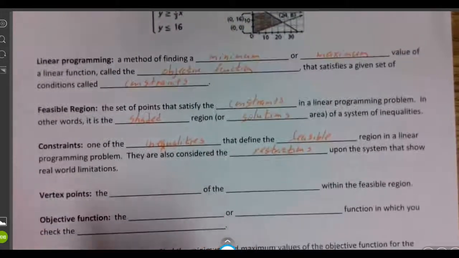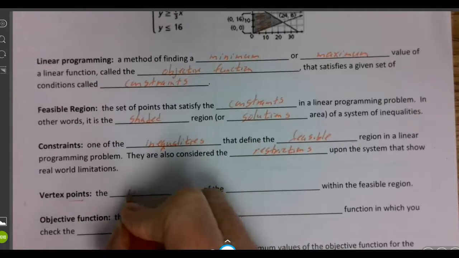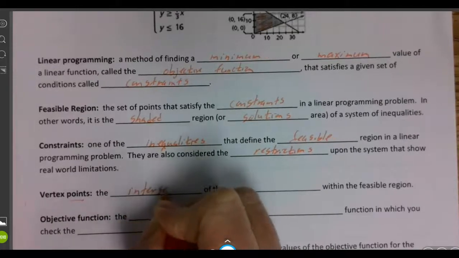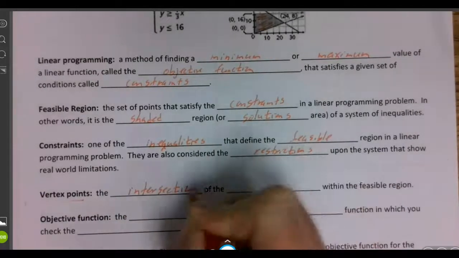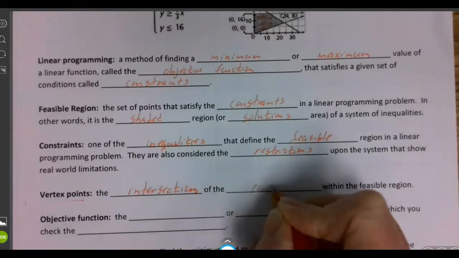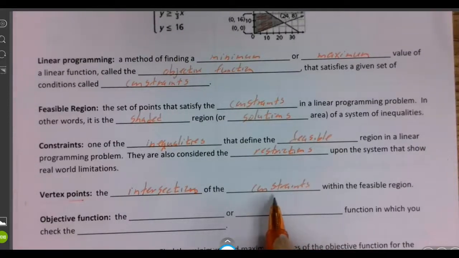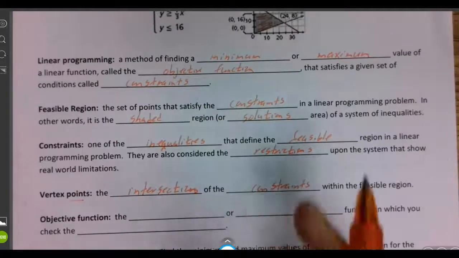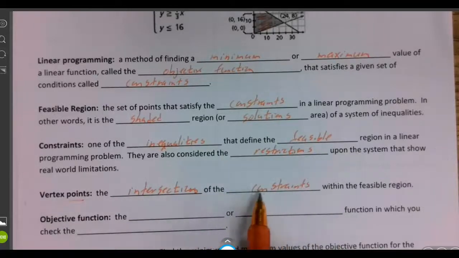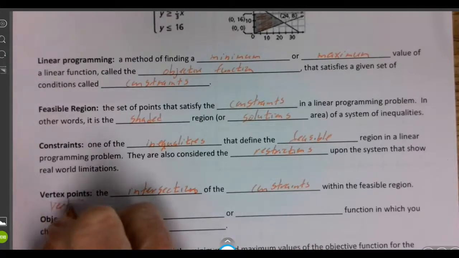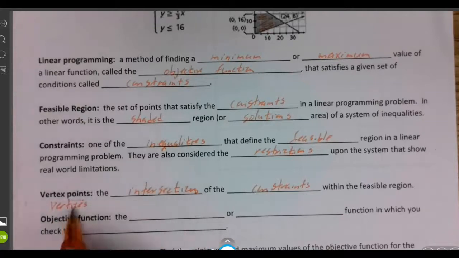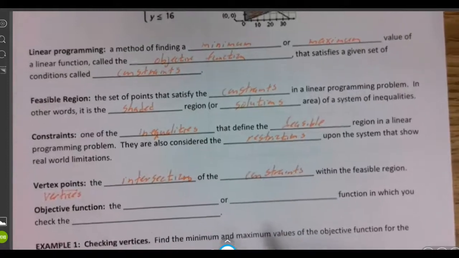Now, what we call vertex points. The vertex points are the intersections of the constraints, and remember the constraints are just the inequalities. So it's kind of like the constraints would be where the lines intersect on equations, but we can also talk about the shaded areas. So this is going to be our vertices. The plural form of vertex is vertices. The vertices are going to be where we're going to find our maximums and minimums.